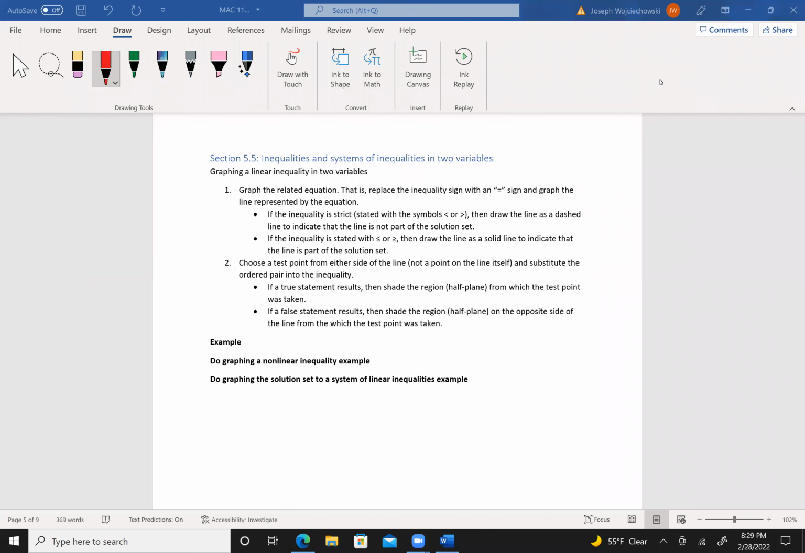Then it says to choose a test point from either side of the line, not a point on the line itself, and substitute the ordered pair into the inequality. If a true statement results, then shade the region, that half of the plane from which the test point is taken. If a false statement results, then shade the region or half plane on the opposite side.